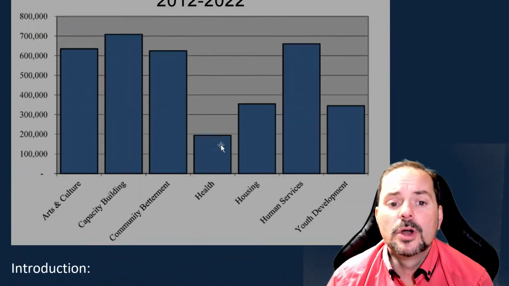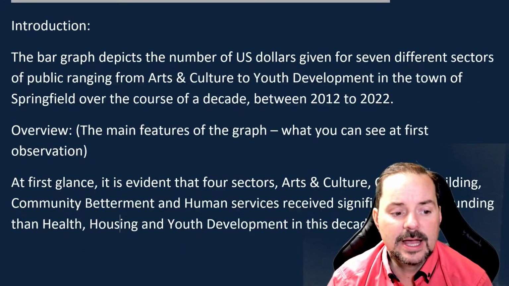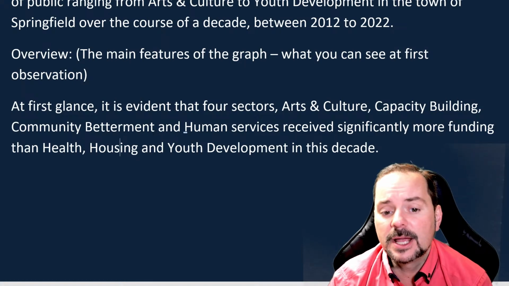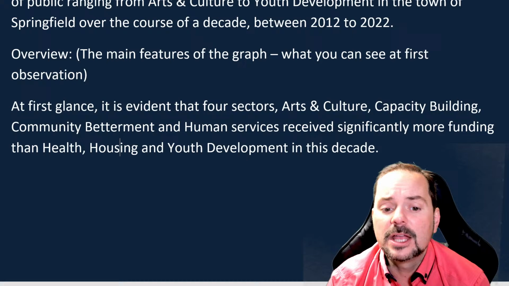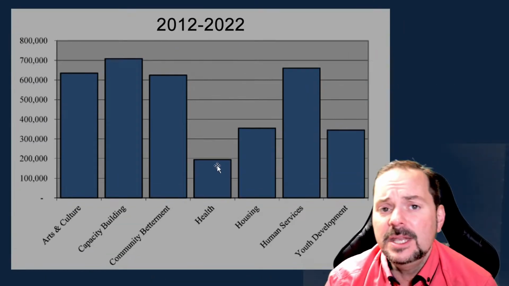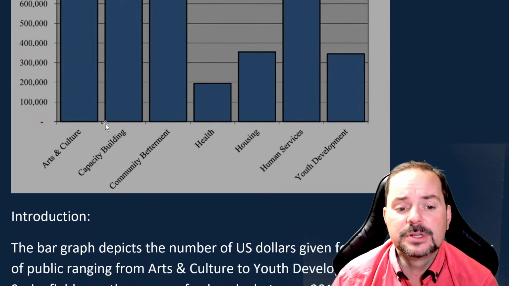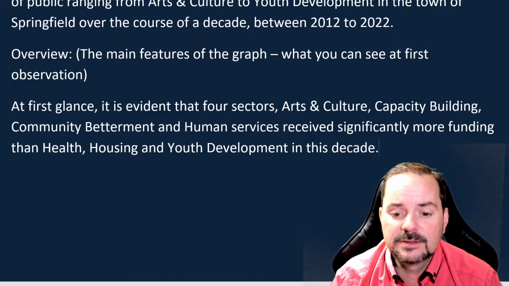So that's what we notice at first glance. Okay. So at first glance, it is evident that 4 sectors, arts and culture, capacity building, community betterment, and human services, received significantly more funding than health, housing, and youth development in this decade. Now I might mention most and least. So capacity building received the most funding, whereas health received the least funding.